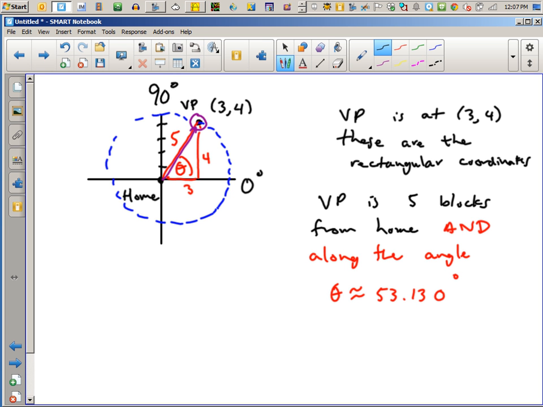Okay, so our philosophy in this chapter is going to change a little bit. Instead of always giving x and y, we're going to start talking about what would happen if they gave us the distance to the origin and the angle to the standard position. All right. So here's how we would write our newly found facts. We would write it this way. VP is at 5, 53.130 degrees. What I'm giving you here is r, the distance from the origin, and theta, the angle in standard position.